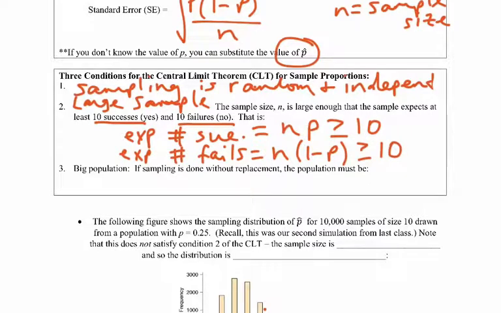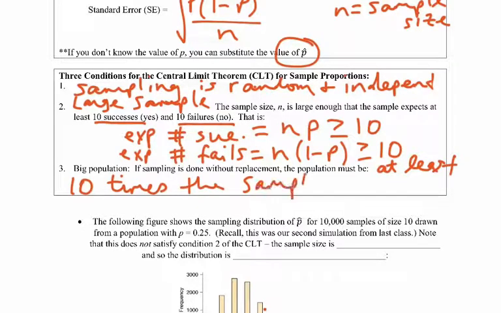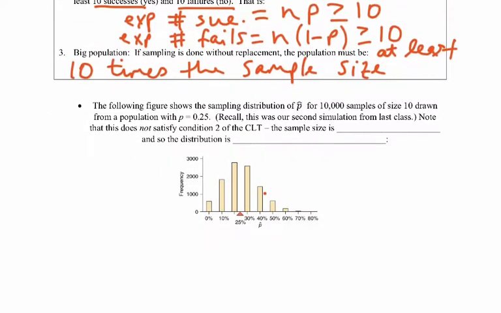And then the third condition is that you have to have a big population. If sampling is done without replacement, the population must be at least 10 times the sample size. Okay, so these 3 conditions have to be in place in order for us to apply the central limit theorem. So let's look at an example.